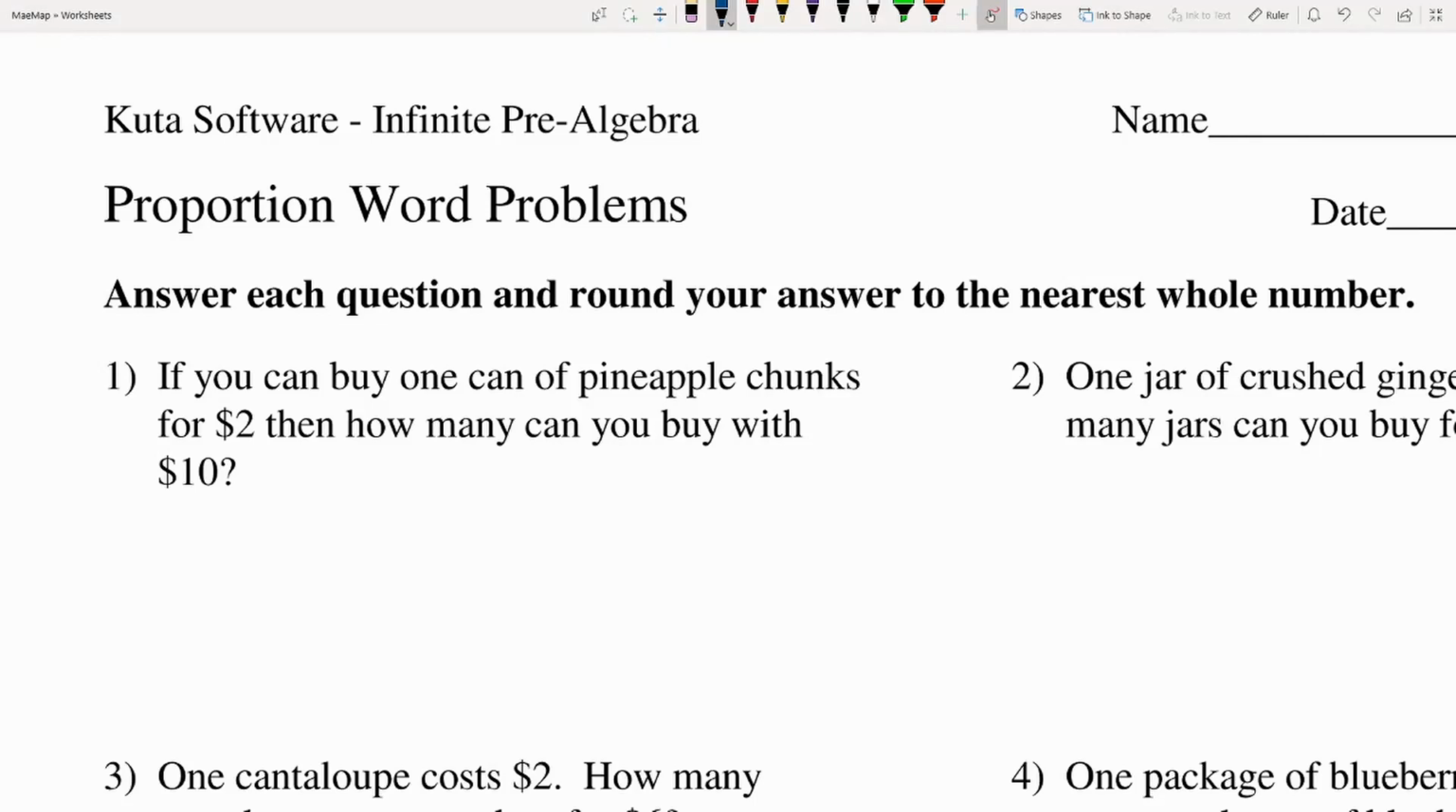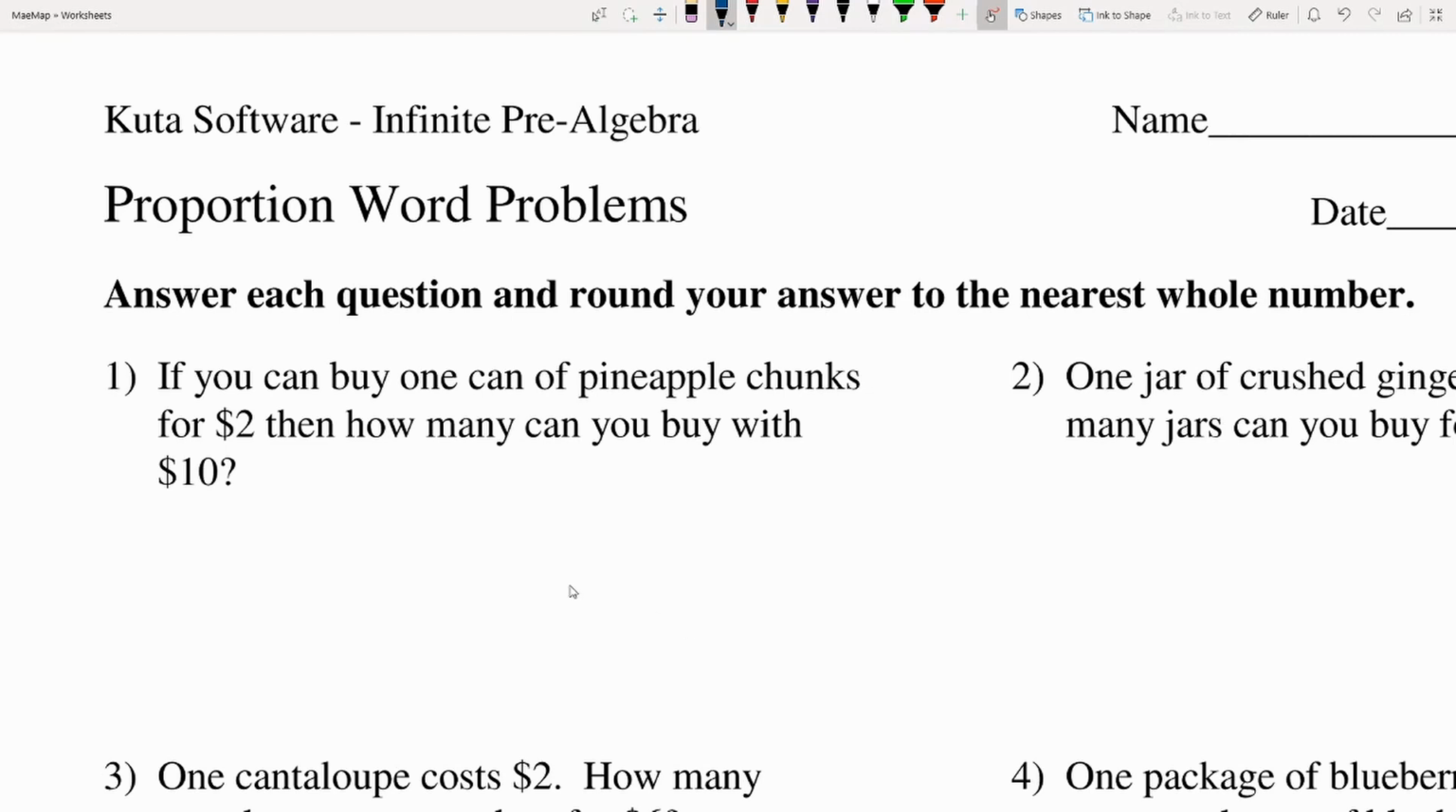In this video, we're going to complete the Kuta Software Infinite Pre-Algebra free worksheet, Proportion Word Problems. Our instructions are to answer each question and round your answer to the nearest whole number. So in number 1, let's jump on in.